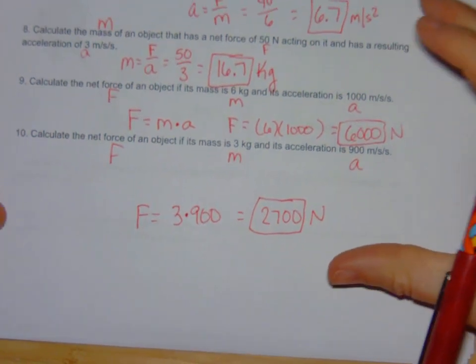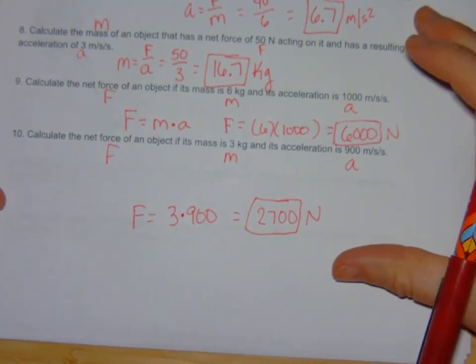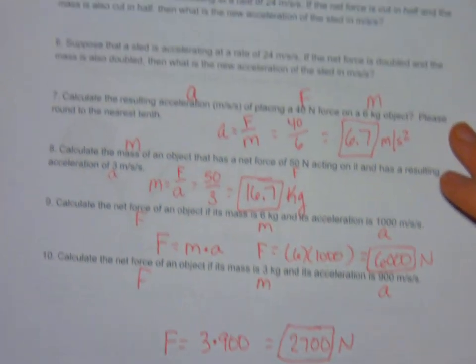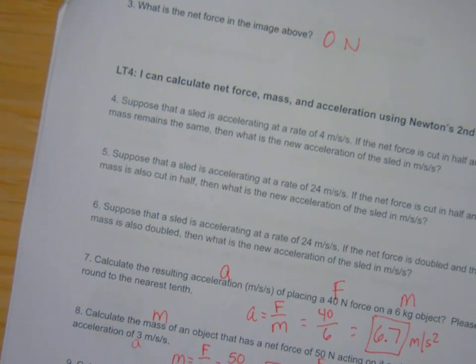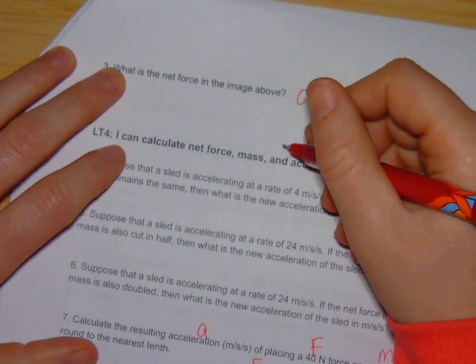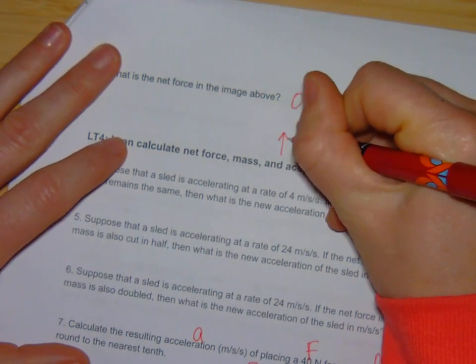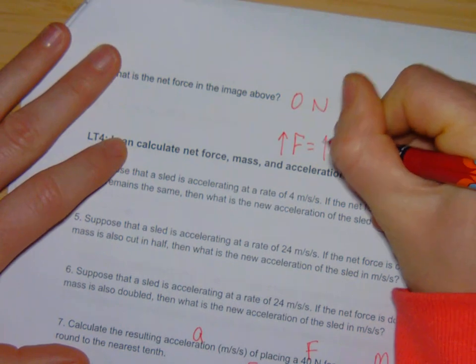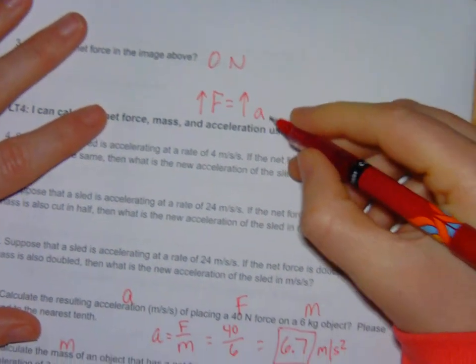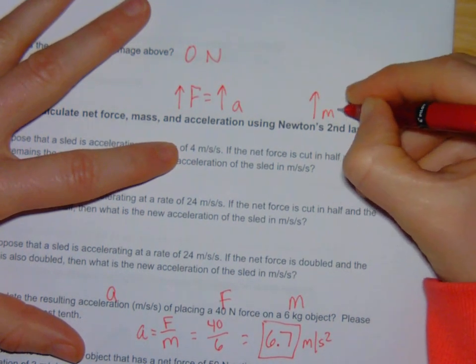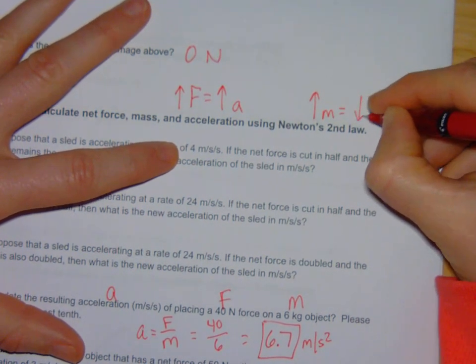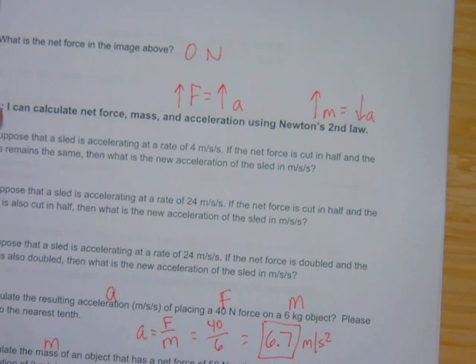Alright, so these are the easy ones, okay? Pretty straightforward, follow a formula. Now we're going to go back to 4, 5, and 6, because these are more of the thinking type problems. We know that if you increase the force, we increase acceleration. Okay, that's just a thinking thing. We know that if we have more mass, that creates less acceleration. It's harder to accelerate something.